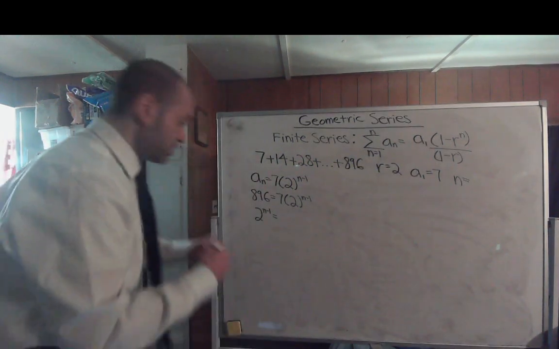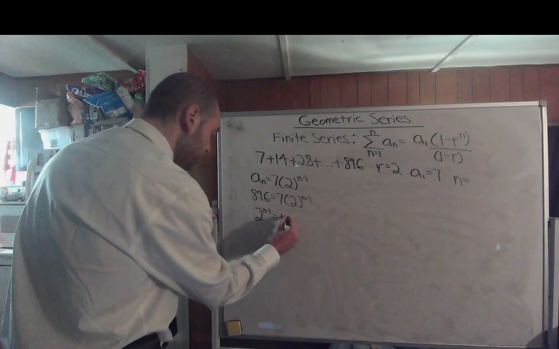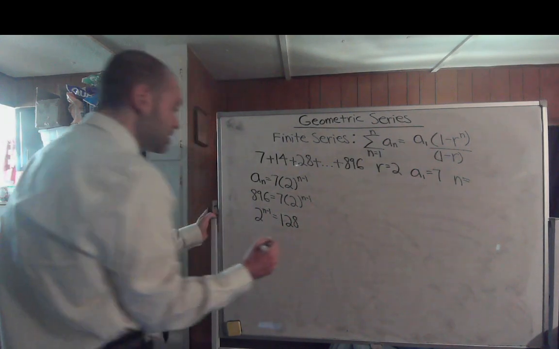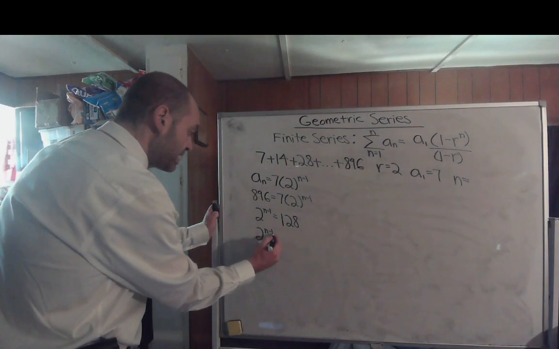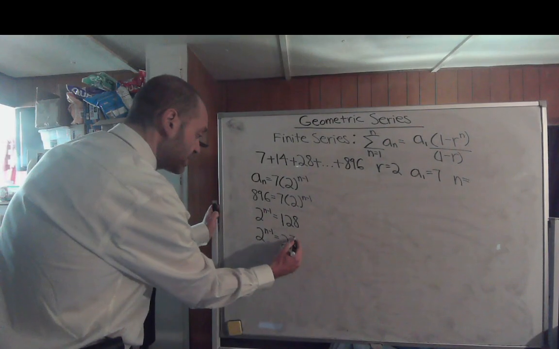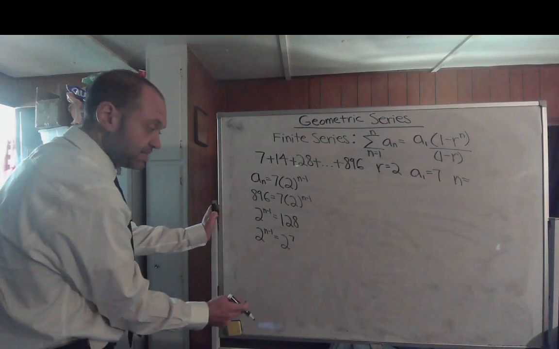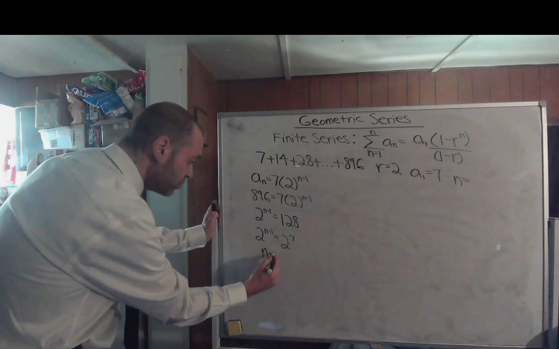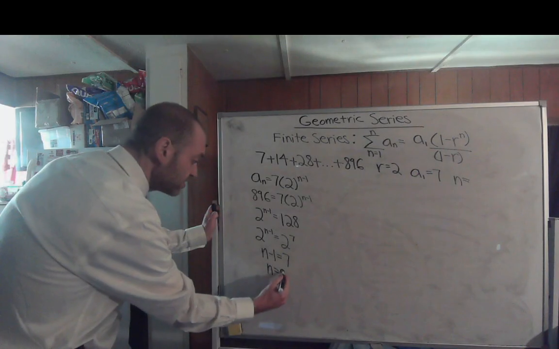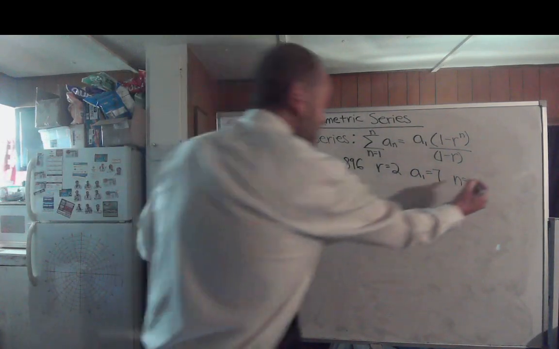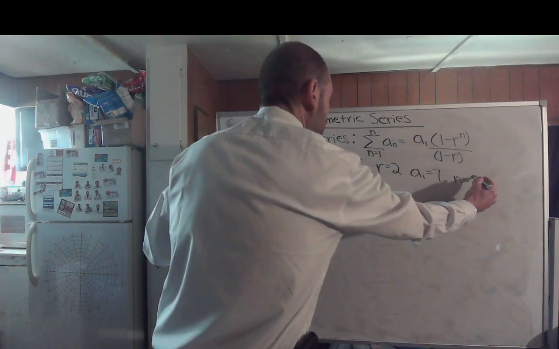That's going to equal 128. Alright, well 128 is the exact same thing as 2 to the 7th. Now that we have the same bases, we can set that n minus 1 equal to 7, and we can get that there are 8 terms. So the number of terms is going to be 8 terms.